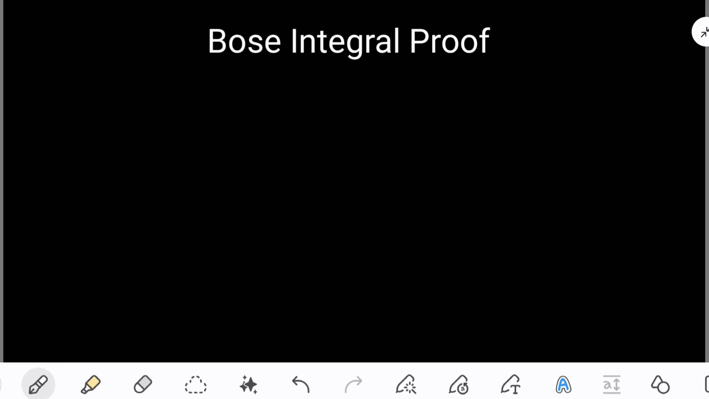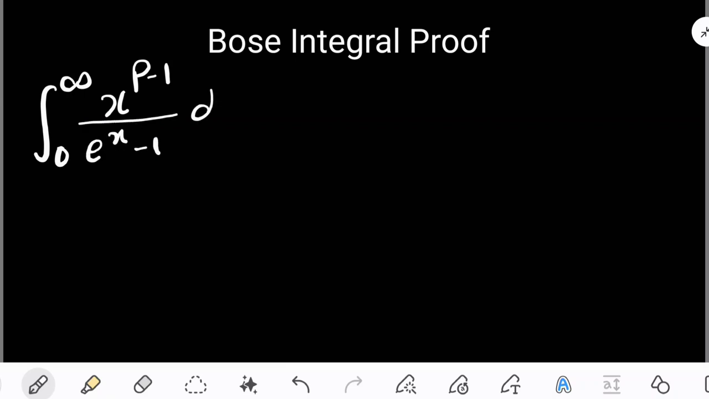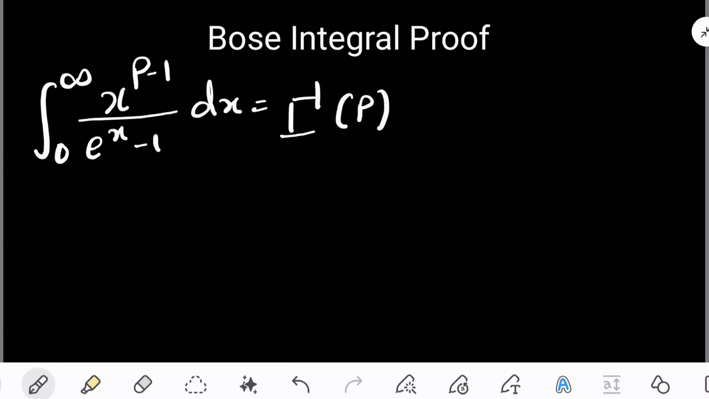So what is Bose integral? Well, let's see. Bose integral is simply the integral from 0 to infinity of x raised to the power p minus 1 upon e raised to the power x minus 1 dx, which is equal to gamma at p into zeta at p. So what are these two functions, the gamma function and the zeta function?